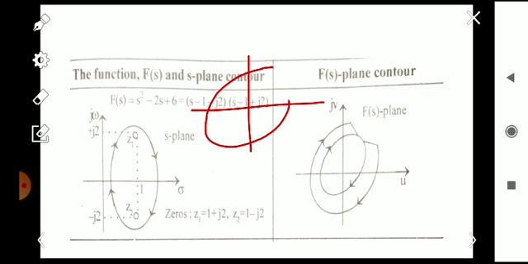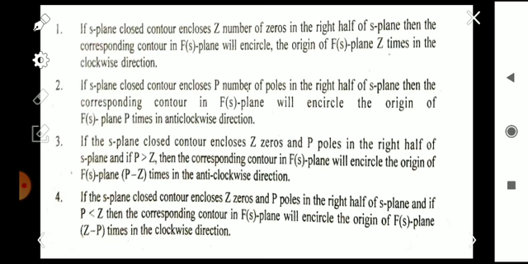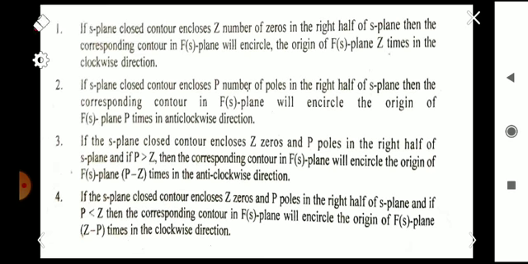That is, in this direction we are having two anti-clockwise encirclements. So that is the second point here.